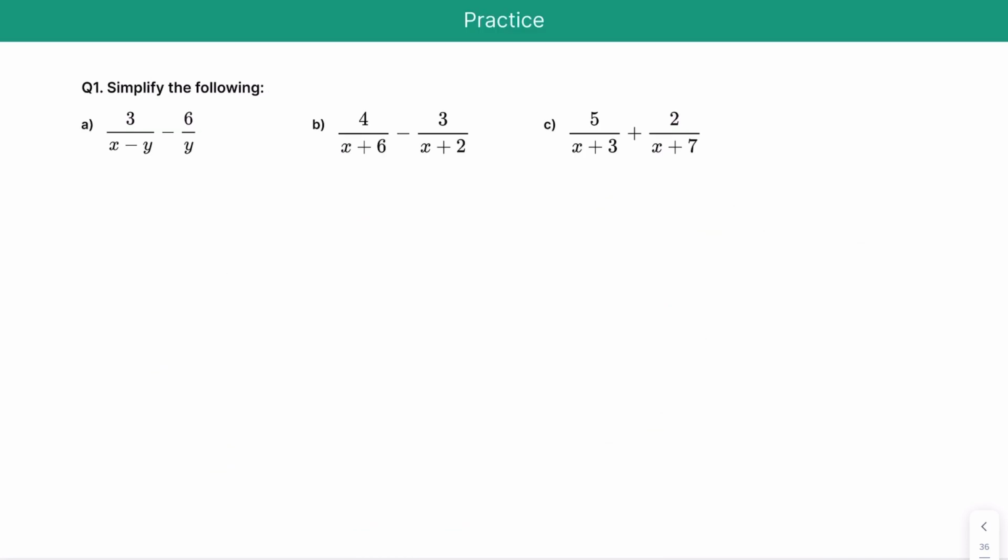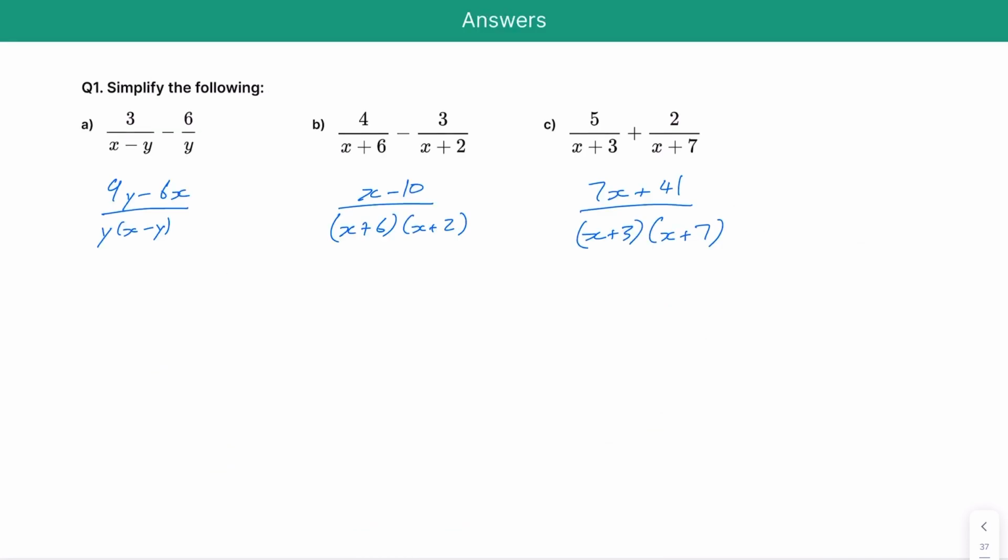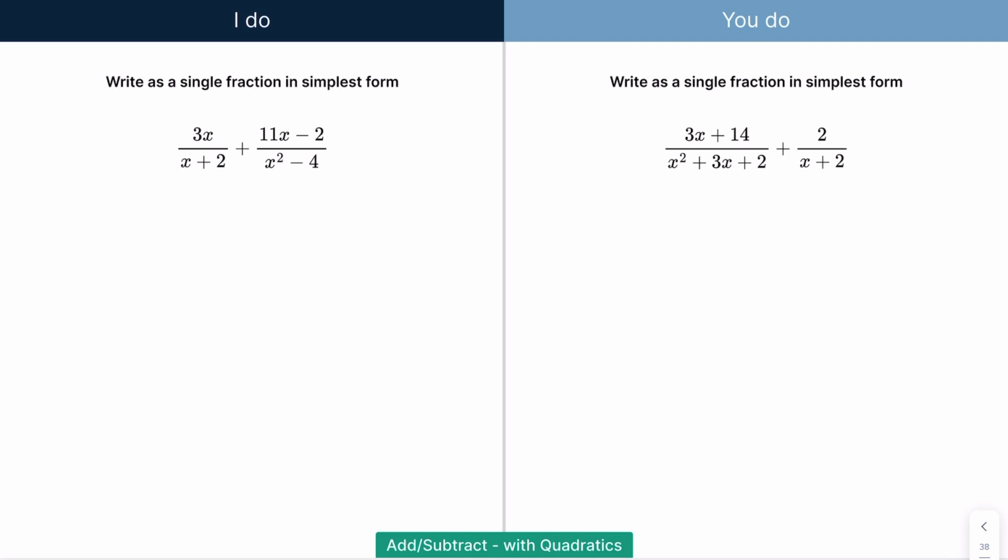And here are some practice questions for you to have a go at. Here are the answers. So now we are adding and subtracting with a quadratic. So things just get a little bit trickier, but it's the exact same concept that still applies here.